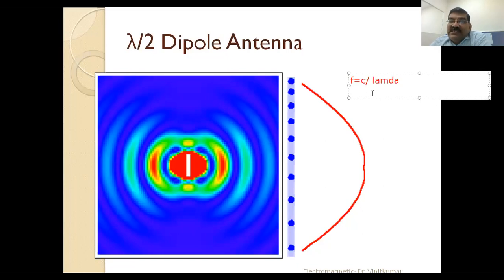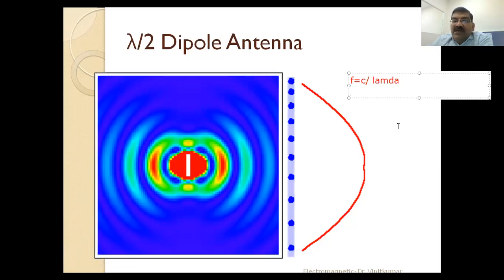Now, what is this concept? This formula you are aware of, F equals C by lambda. We are using this formula for understanding purposes, to understand how the wavelength depends on this, and how the radiation is there. What is lambda exactly? You can say, the physical significance of lambda.